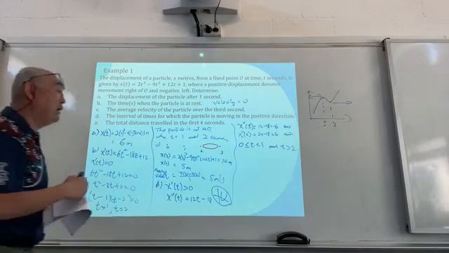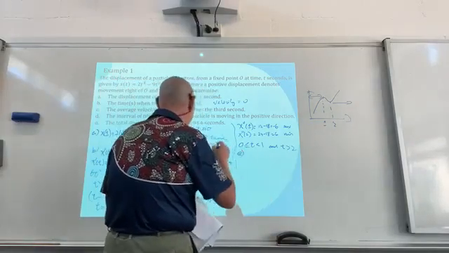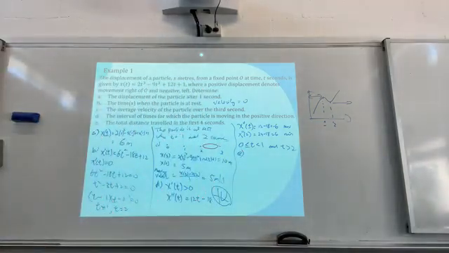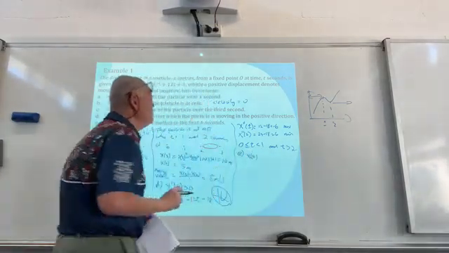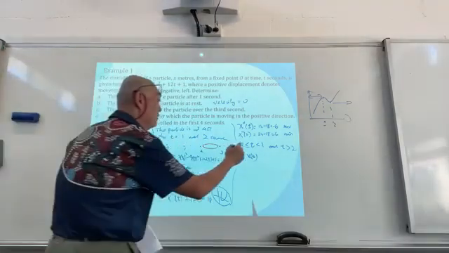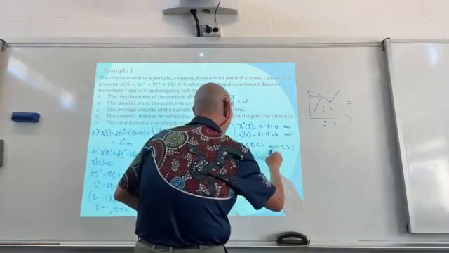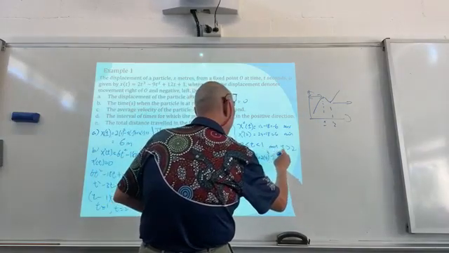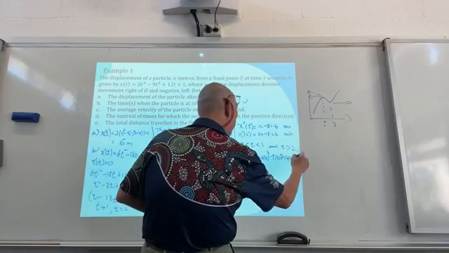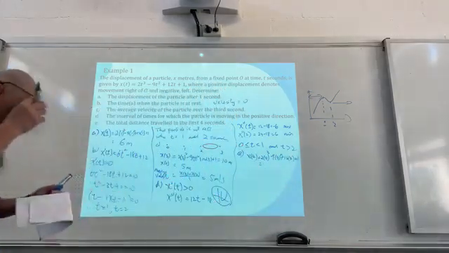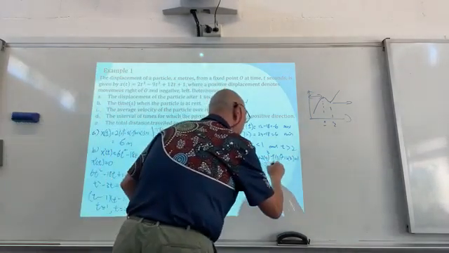And finally, part E. How do you find the total distance traveled in the first 4 seconds? So what I would do is work out the displacement at 4 first. So what is x at 4? x4 equals 2 times 4 to the power of 3 minus 9 times 4 squared plus 12 times 4 plus 1. If I work it out correctly, it should be 31 meters.